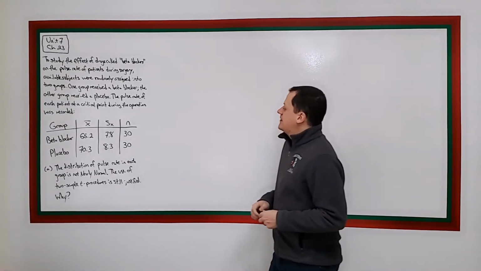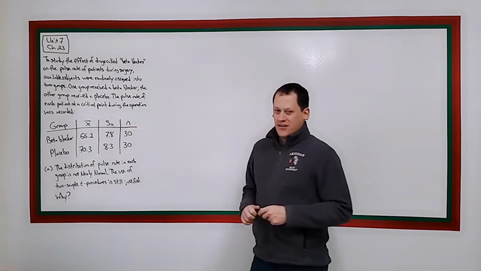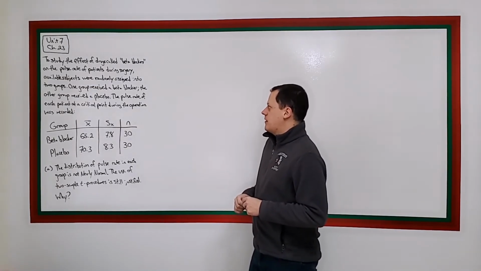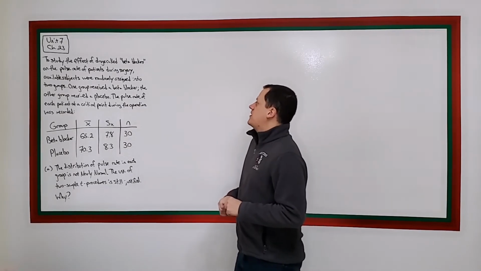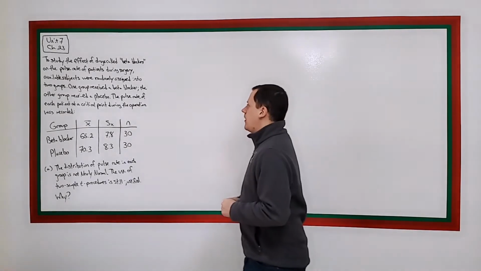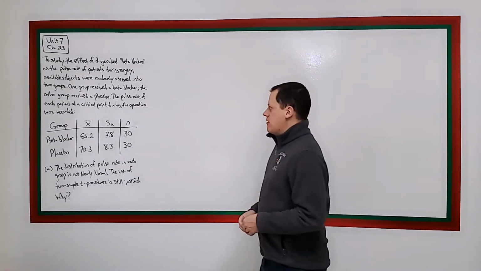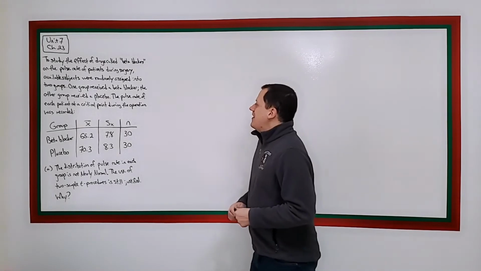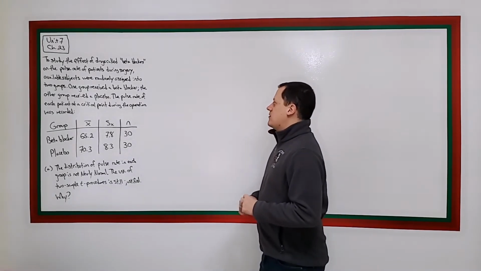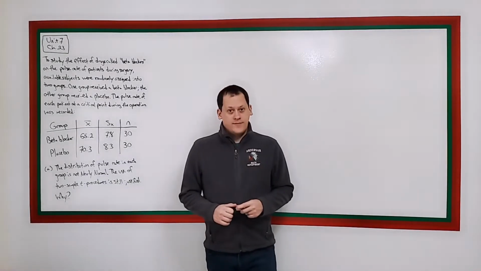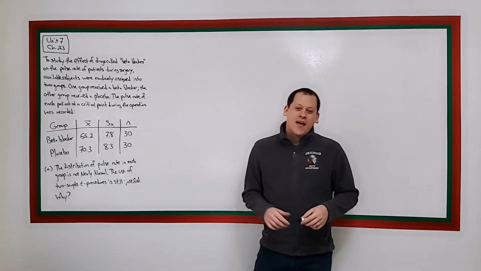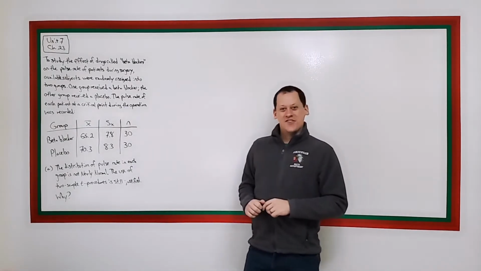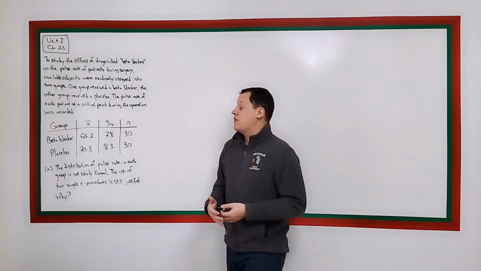Here we go. To study the effect of drugs called beta blockers on the pulse rate of patients during surgery, available subjects were randomly assigned into two groups. One group received a beta blocker, the other group received a placebo. The pulse rate of each patient at a critical point during the operation was recorded. Okay, so a little bit of an infatuation with pulse rates, so this is going to be another example on that, but we're doing something completely different here.